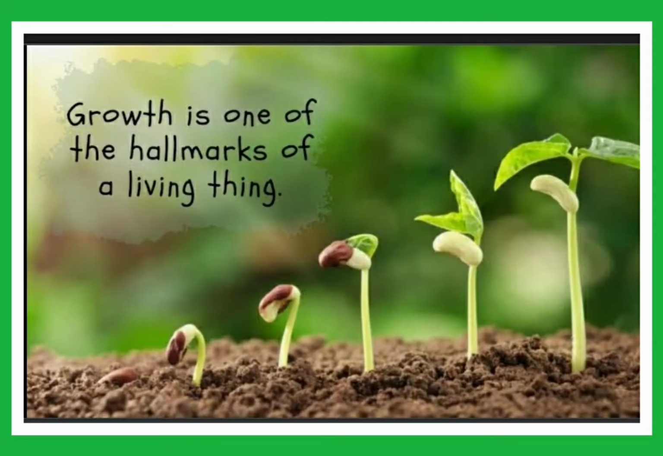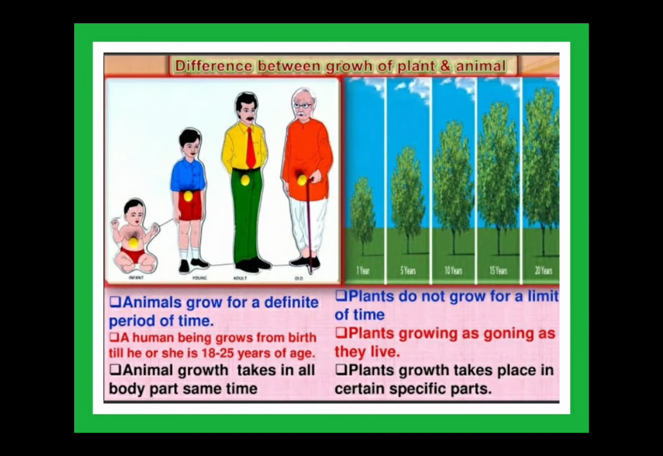The first character is growth. Growth is one of the hallmarks of living organisms, meaning only living organisms can exhibit growth. Increase in mass and increase in number are the twin characteristics of growth, and growth occurs by division. In plants, growth is continuous, throughout the life, it is indefinite. Whereas in animals, growth is determinate, it is definite. It occurs only till a certain age and after that growth stops.